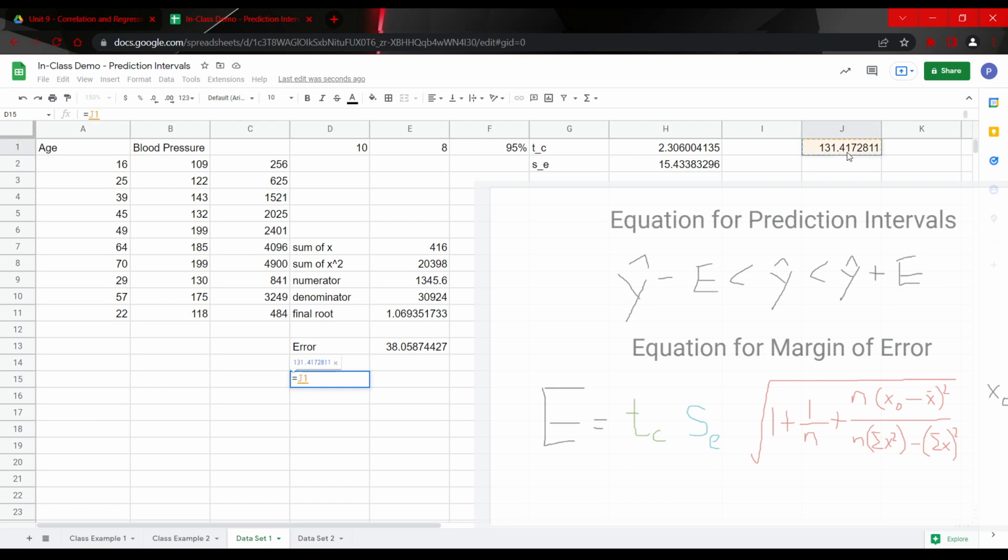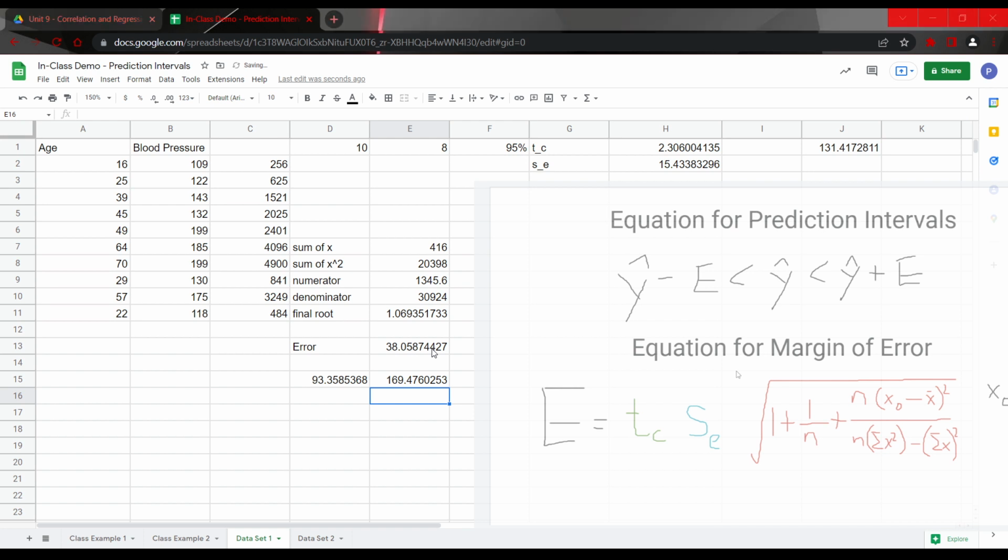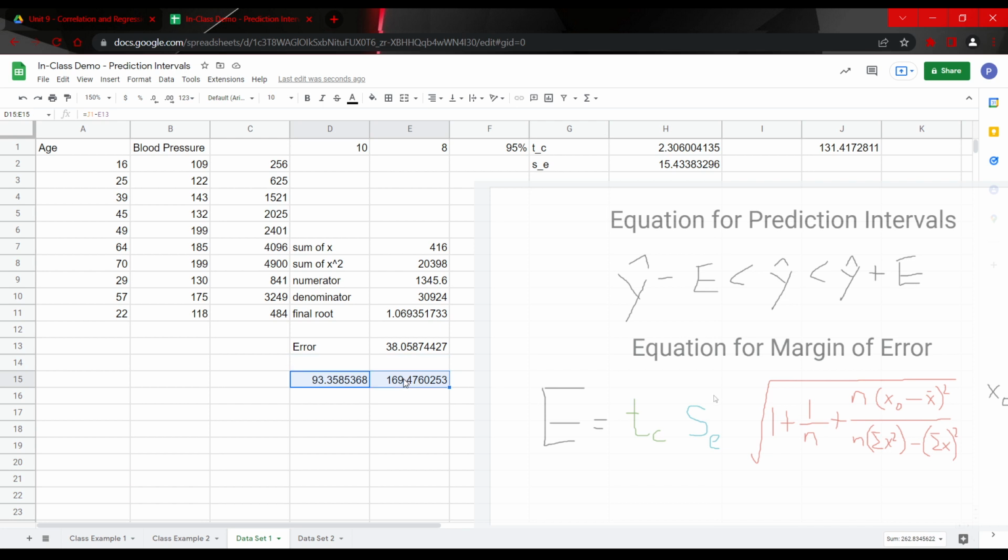My lower value will be 93. My higher value will be 169.4. So my answer is that I will be 95% confident in saying that the blood pressure of a 30-year-old is between 93.36 and 169.48. I am 95% confident in saying that.